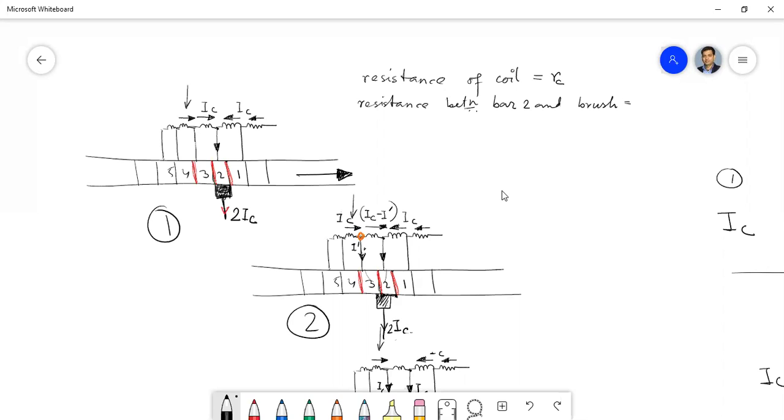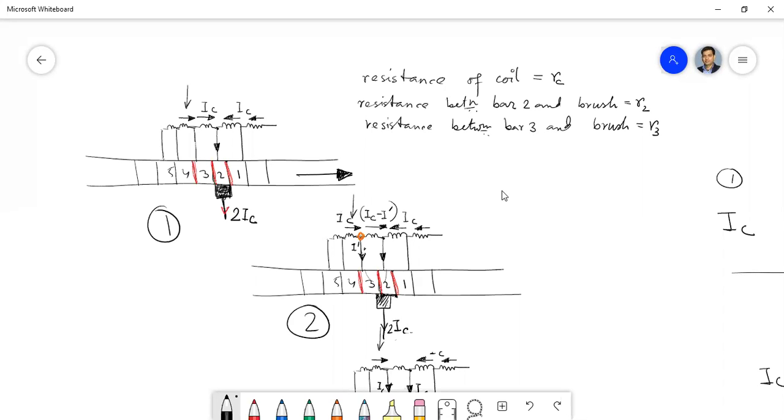Okay, so let me define that with R2, and after some time you will see that the brush will also come in contact with the commutator segment 3. So for that, let me define another resistance. So resistance between bar 3 and brush, that is R3. So these are the three resistances.